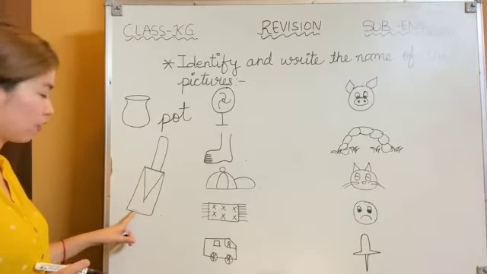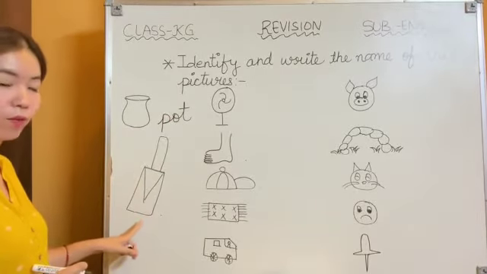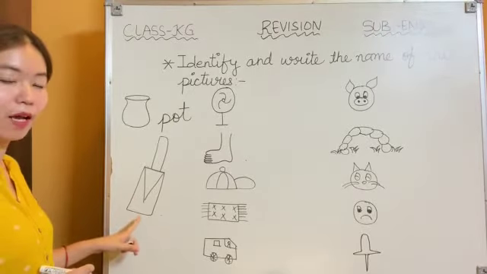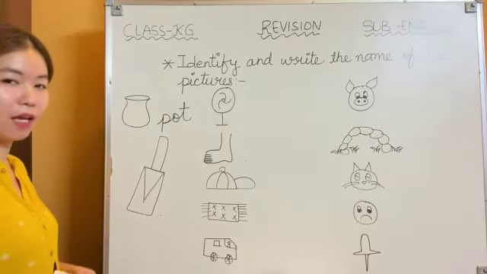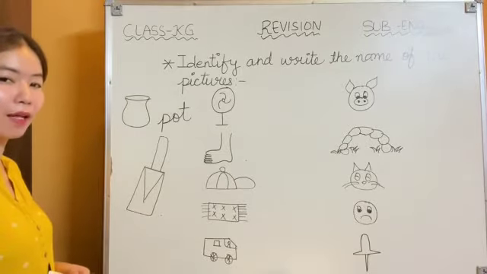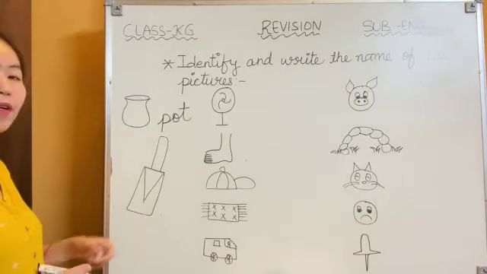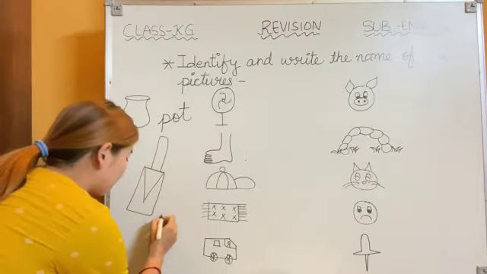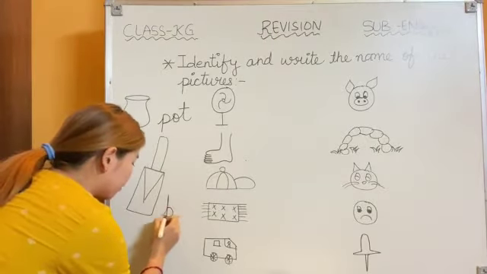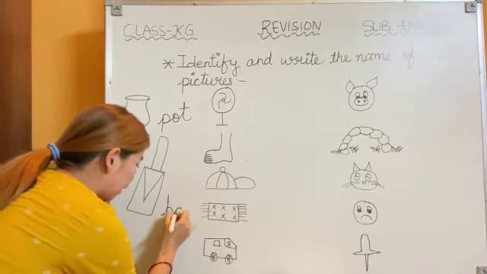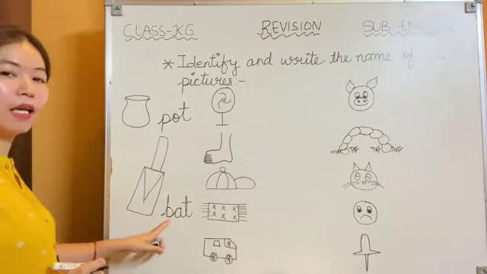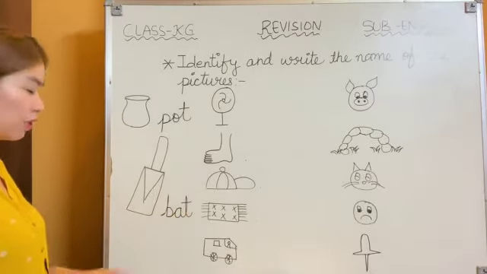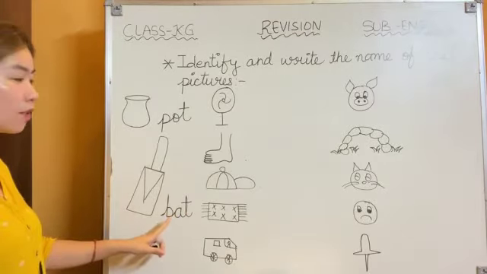What is this? Bat. And the spelling of bat is B-A-T, bat. Yes. So here we will write B-A-T, bat.